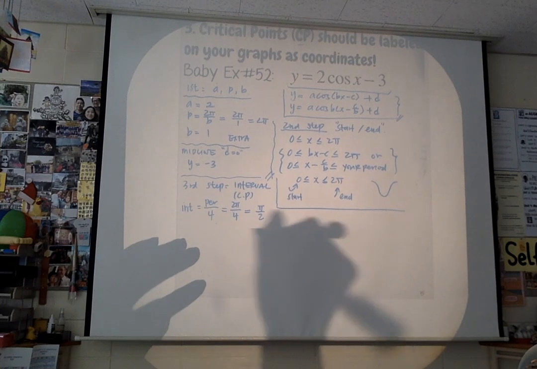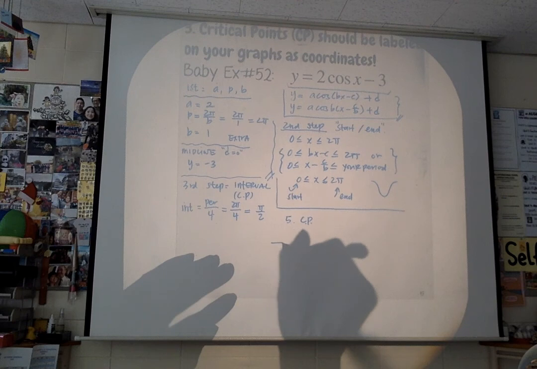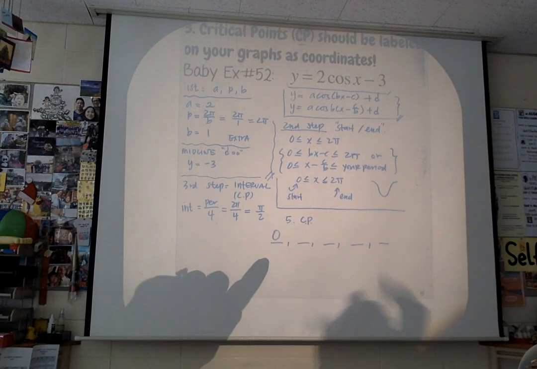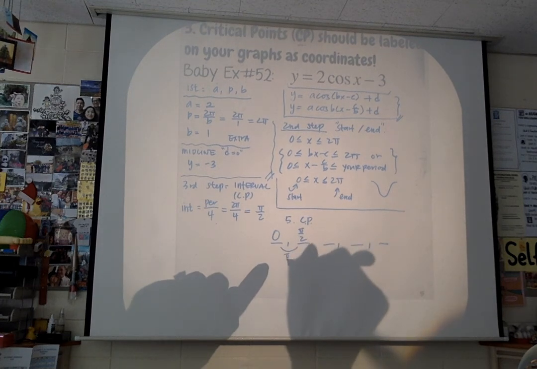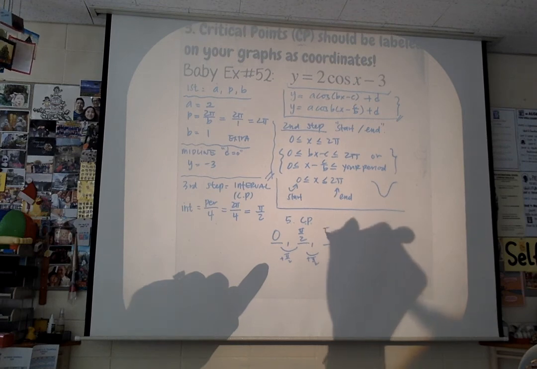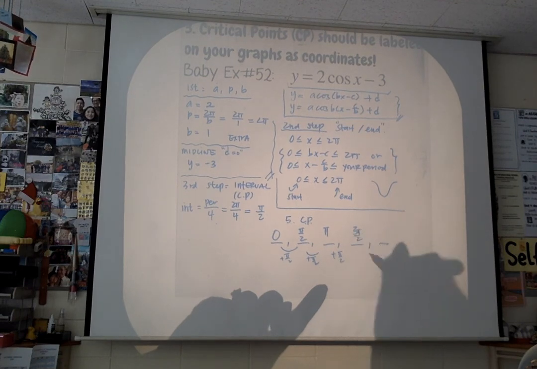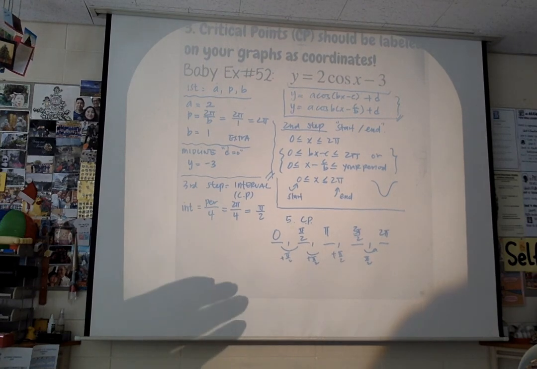So here's what I mean by that. The 5 CPs are going to be here. It starts at 0 because there was no phase shift, and then it goes to pi over 2. You add pi over 2 to every next point. Pi over 2 plus another pi over 2 gives pi, plus another pi over 2 is 3 pi over 2, plus another pi over 2 is 4 pi over 2, which is 2 pi. And you should know that this is a cosine graph.